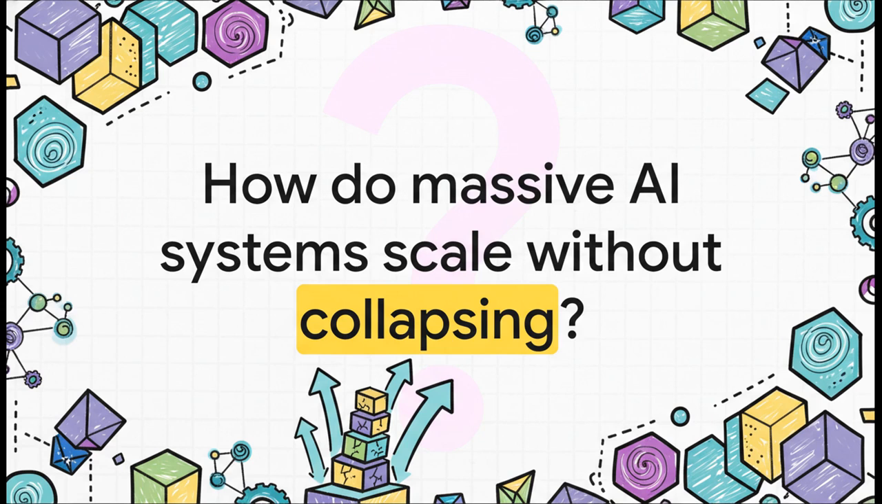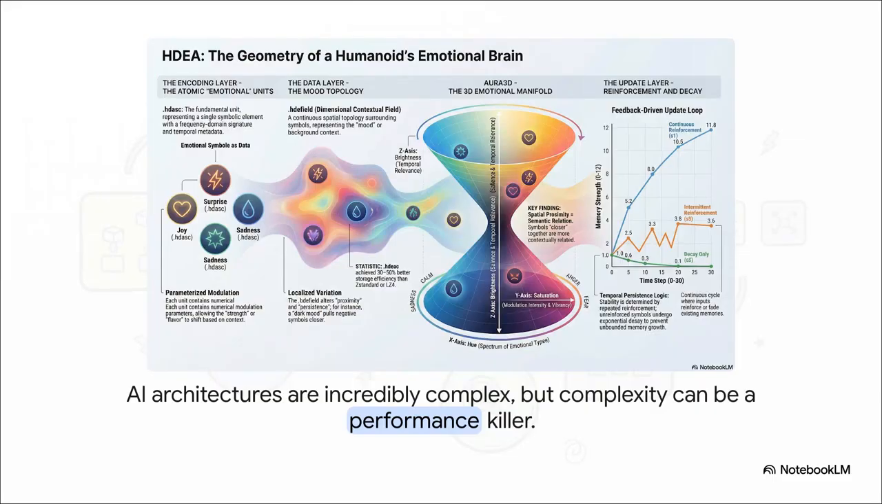You see these giant AI models getting bigger and bigger. So how do they actually do it? How do they scale without imploding? I mean, just take a look at this. This is a map of a high-density AI architecture. It's an absolute maze of interconnected parts.